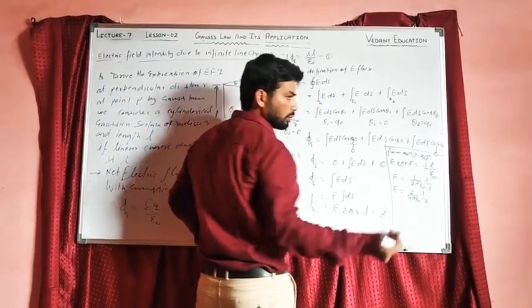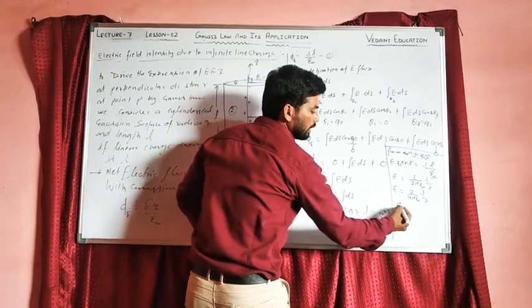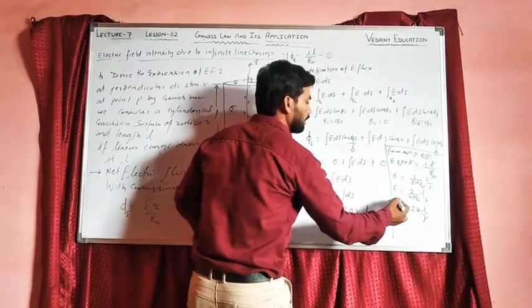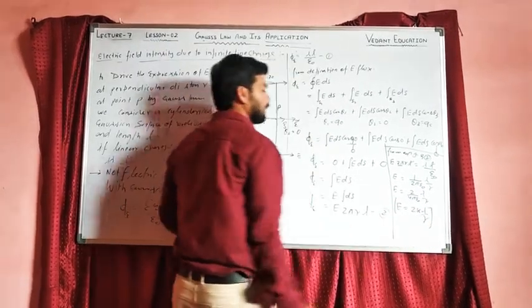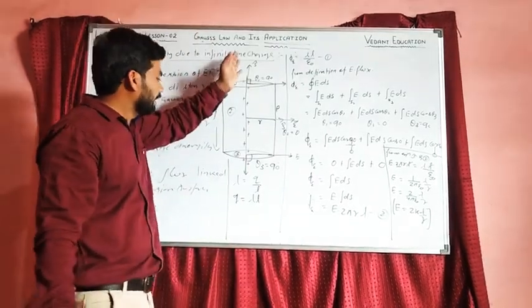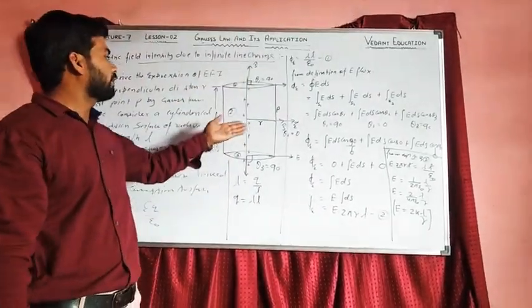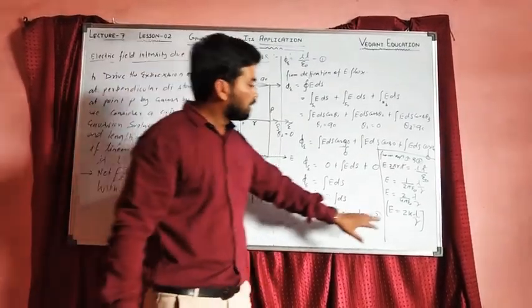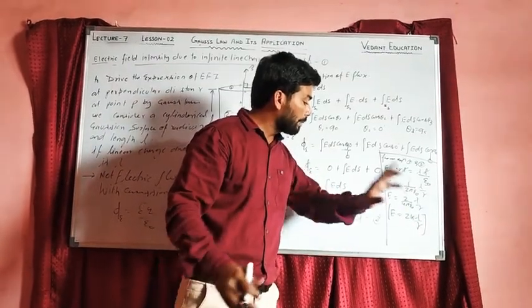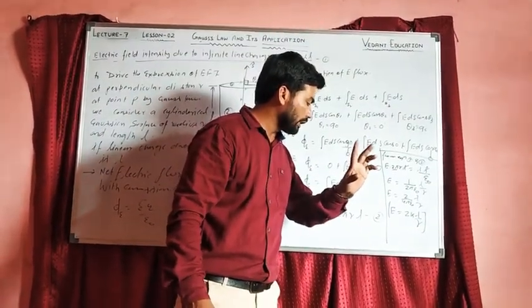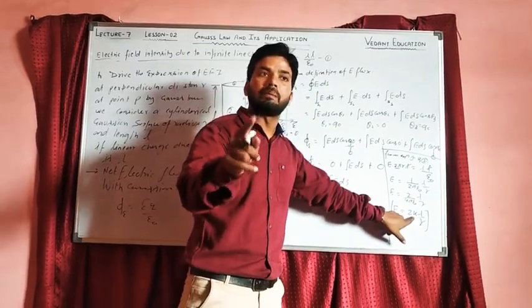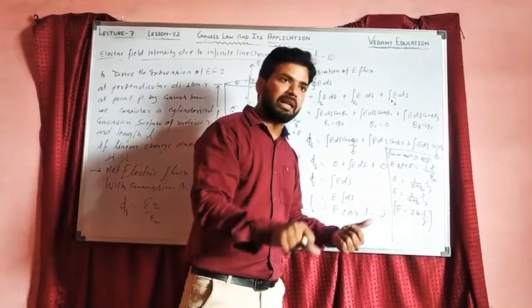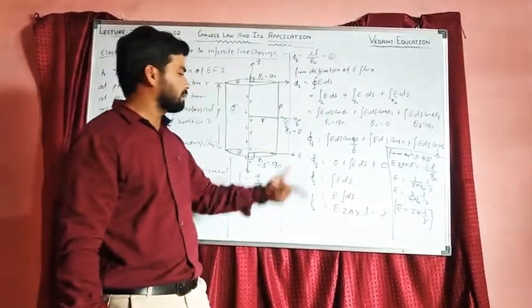So 1 over 4 pi epsilon 0, you know, is K. So E can be written as 2K lambda by R. It is the expression of electric field intensity due to the infinite line charge at perpendicular distance R at point P. Now you see here, the value of electric field depends on 3 things. K is related to the medium, lambda is the charge density, and R is the perpendicular distance.